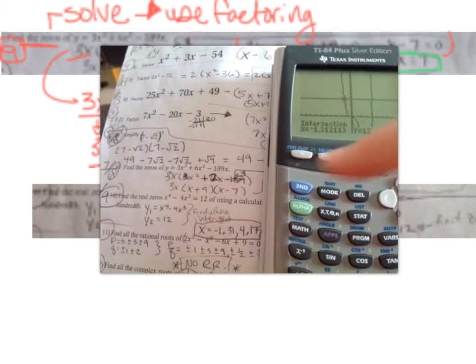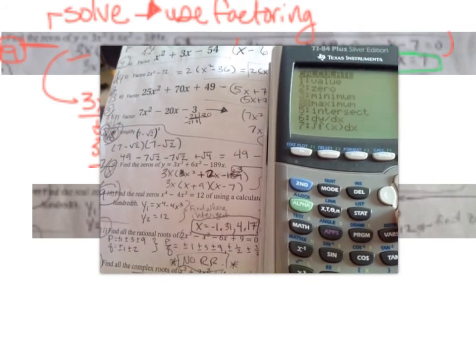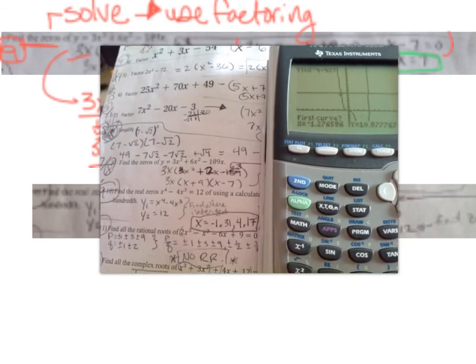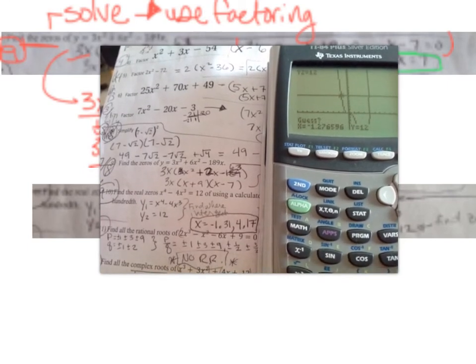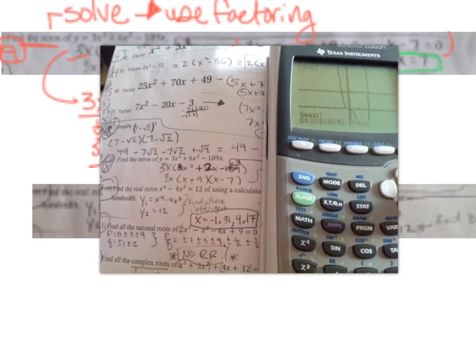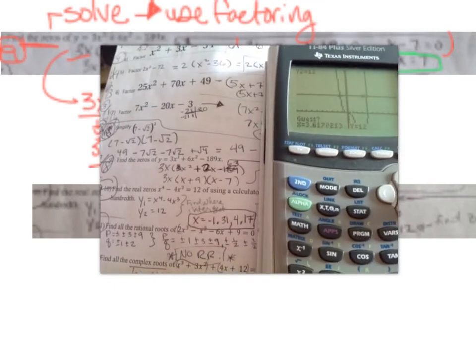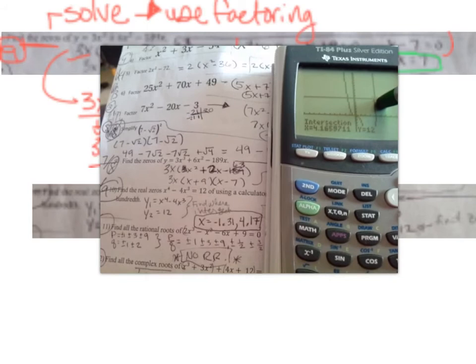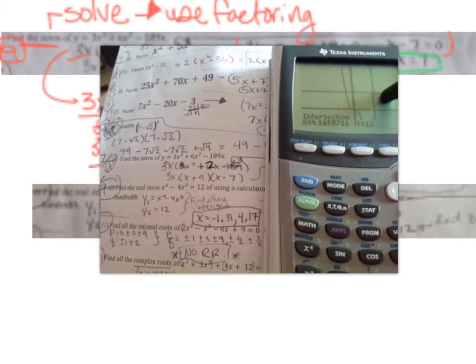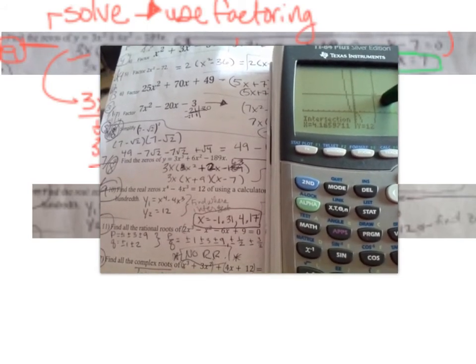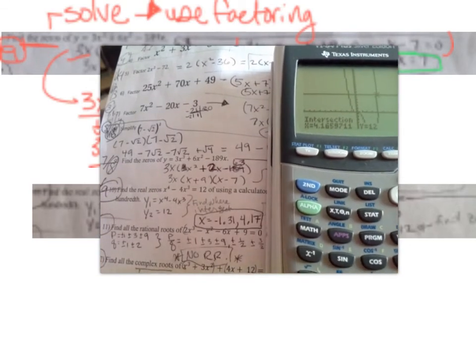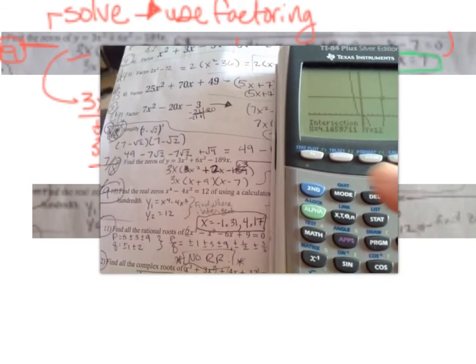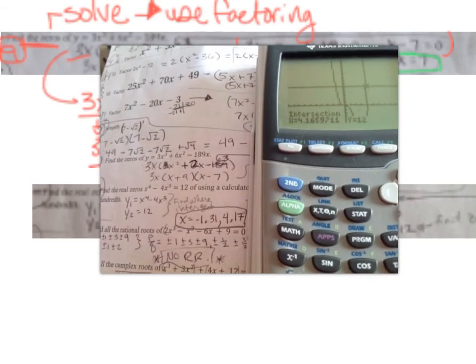Then we're going to have to go through again, second calculate, intersect, first curve, second curve. For the guess, again, you're going to want to go towards the other intersection so it gives you a new value. And that's where the 4.16 comes from, or the 4.17 when you round it. And that's it. That's all there is to graphing using technology, or solving using technology.